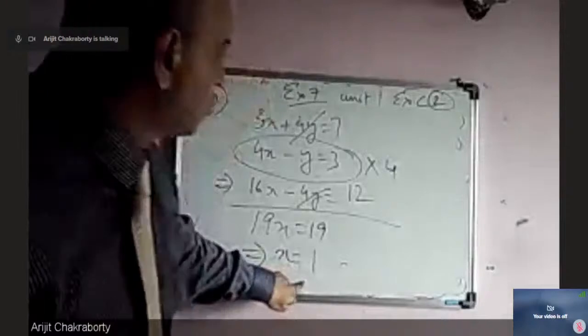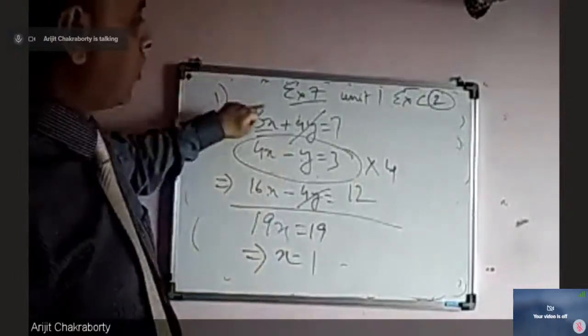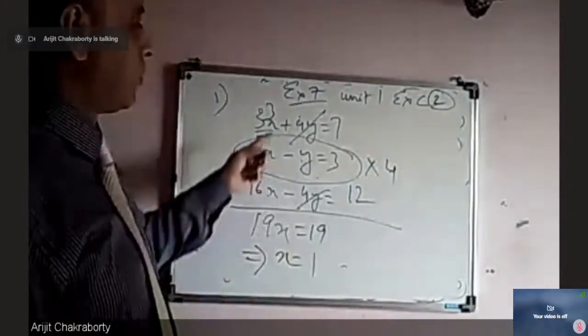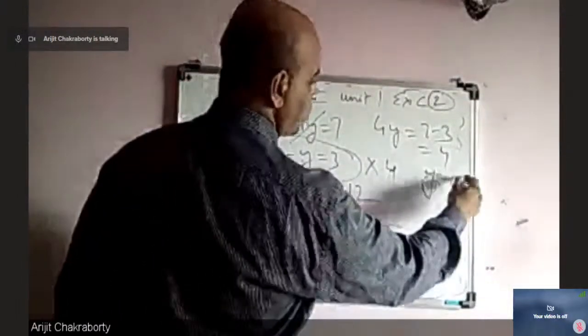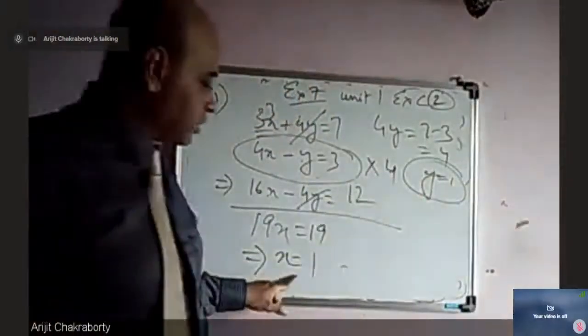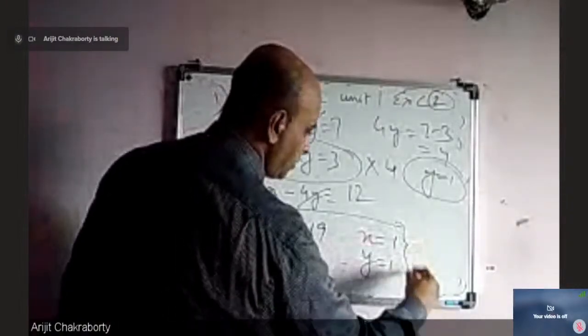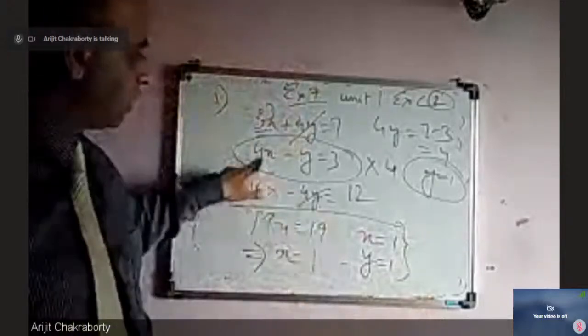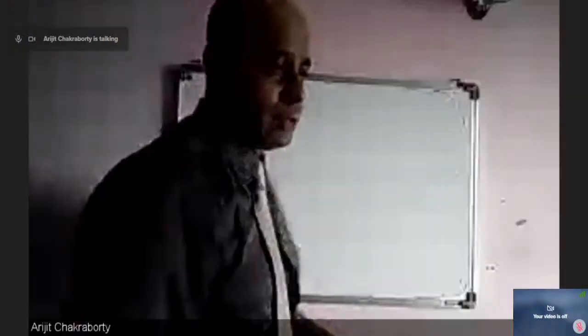If x is equal to 1, you put the value of x equal to 1 here. So it becomes 3 into 1, that is 3. So 4y becomes 7 minus 3, so y is also equal to 1. So the solution is x equal to 1, y equal to 1. If you put this value here, again you will find 4 into 1 minus 1 is 3. So this is an easier one, and this is how we use elimination to knock out one particular unknown, either x or y.